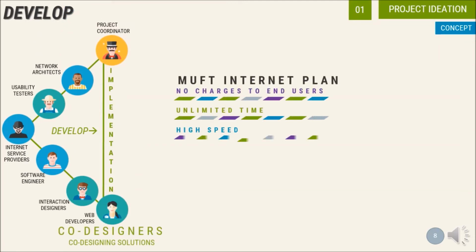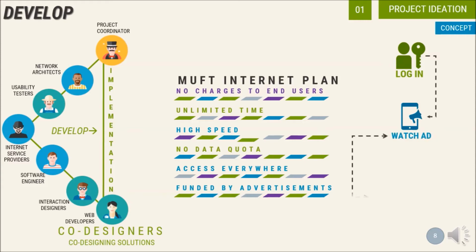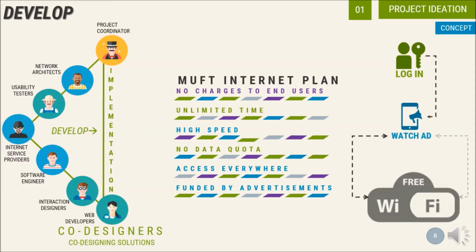Based on the user goals, we first designed the Muft Internet Plan. The Muft Internet Plan is a free-to-use internet plan with no restrictions on time, data, or speed. However, the free internet plan would be completely funded by advertisements. This is a similar approach to YouTube or Spotify, where you can stream videos for free but have to watch advertisements at repeated intervals.